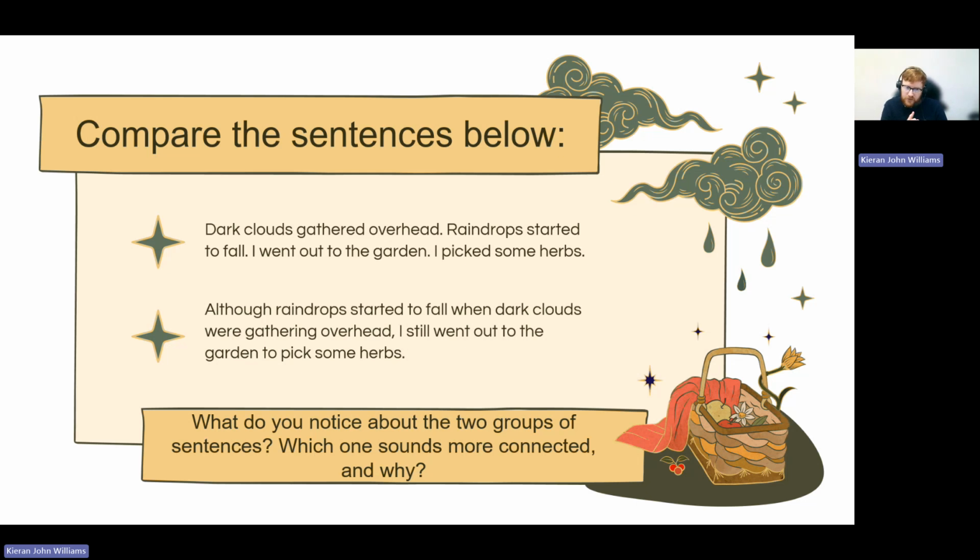Well, it's the second one, of course, isn't it? And why does it sound more connected? Because we've used subordinating conjunctions in order to connect the sentences together. So it's not four separate sentences. It is just one big complex sentence here. Okay. So it sounds better because we're using subordinating conjunctions, and that's what you are going to use in your essays, and that's why your essays are going to sound more connected as well.